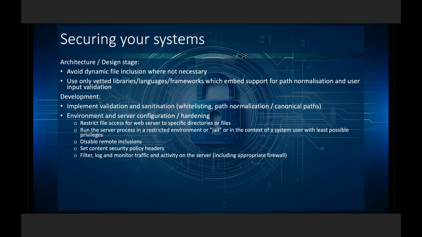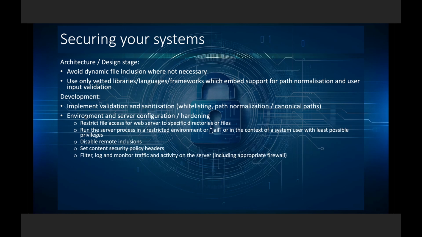During development, firstly, we should implement the validation and sanitization, whether that's through whitelisting. So if there's a number of files that we expect to be accessed, for example, let's include a list of what those are. Path normalization and canonical paths: there are functions built into a lot of these frameworks that will automatically normalize or sanitize paths to an absolute canonical path.